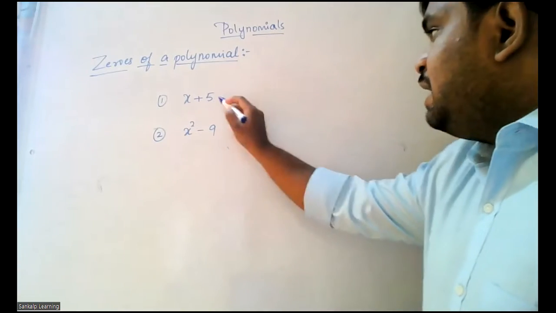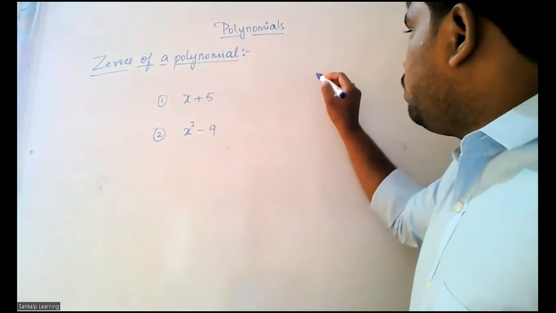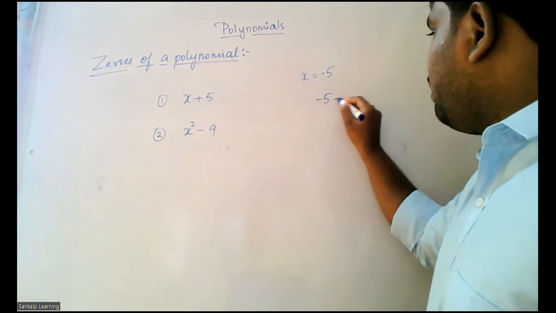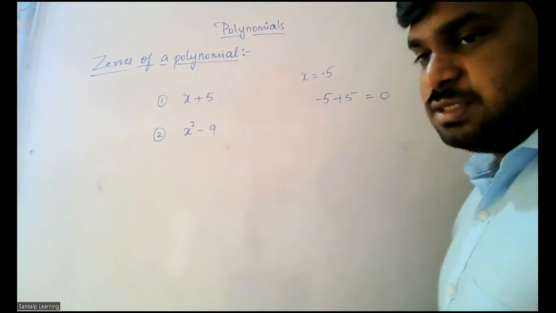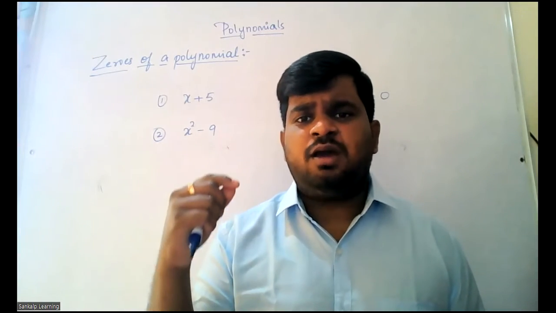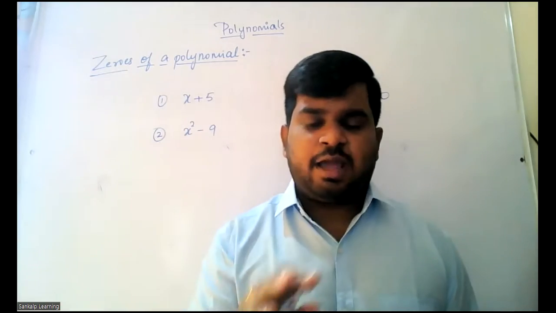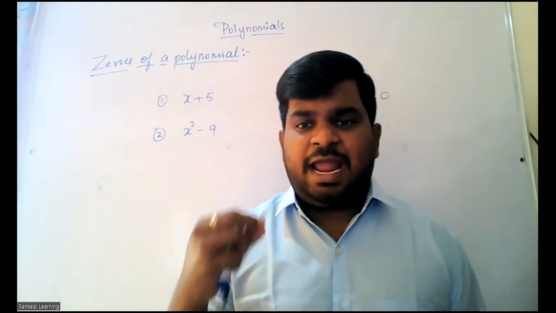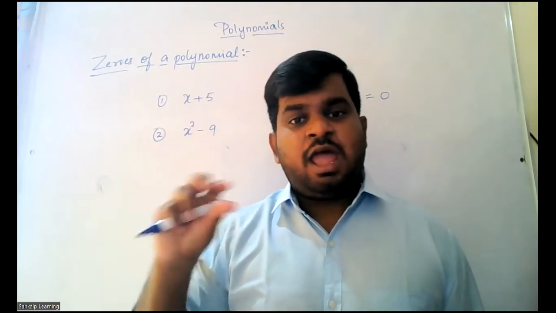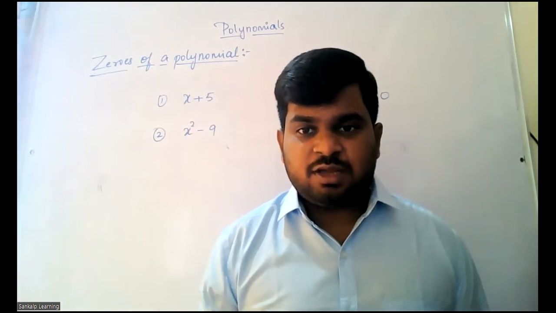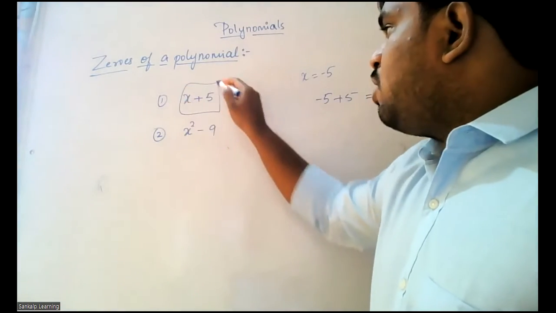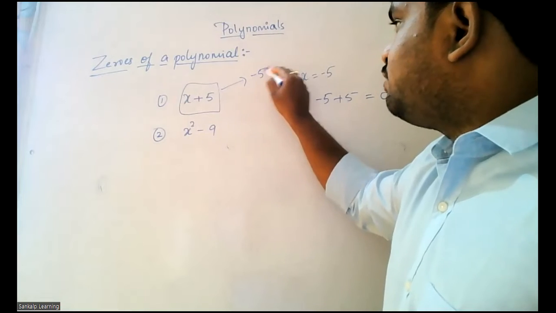For example, let's take this polynomial and let me substitute in place of x as minus 5. So what happens here? Minus 5 plus 5 will give me 0. So zeros of a polynomial is that value. It can be any value. It can be rational number, irrational number, any type of number. In general, we call it as real number, any real number. That value, when you substitute in the place of the variable and the final answer comes out to be 0, we call that number as the 0 of the polynomial. Therefore, zeros or 0 of this polynomial is minus 5.